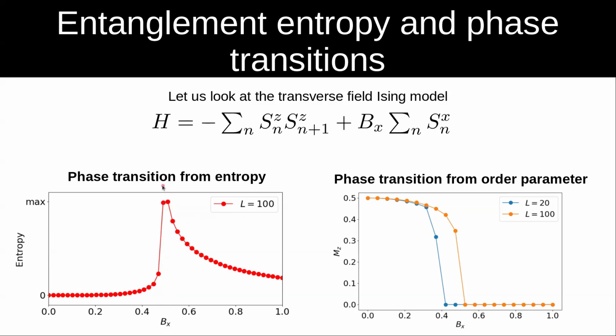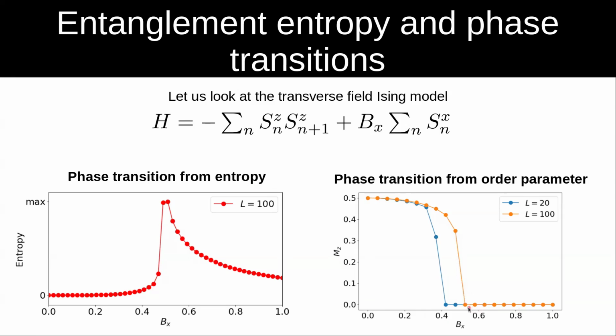And of course, you could also see the phase transition if you look at an actual observable, like the magnetization in the z direction in your system. When you are at Bx equal to 0, then your ground state has a finite magnetization because you have a classical Ising model. As you increase Bx, quantum fluctuations start increasing. And eventually at Bx equal to 0.5, you get a quantum phase transition to the state that only has magnetization in the x direction, and of course, the magnetization in the z direction is 0.